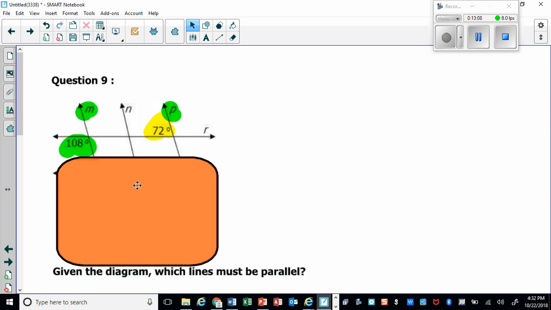M and P, yeah. Okay. All right, got it? So it should be what? M with P, yes. This is the transversal you have that is common for both.